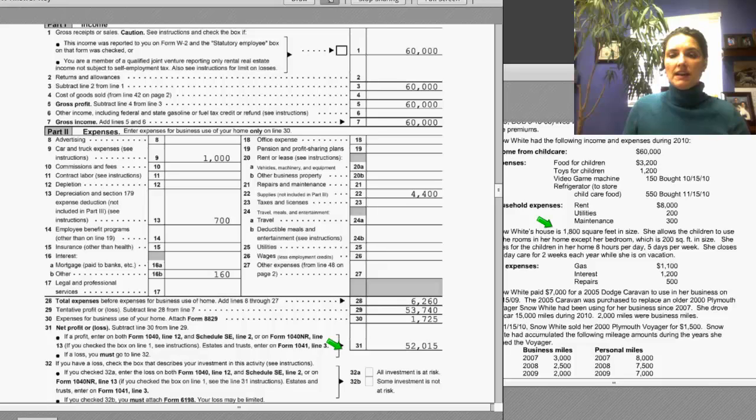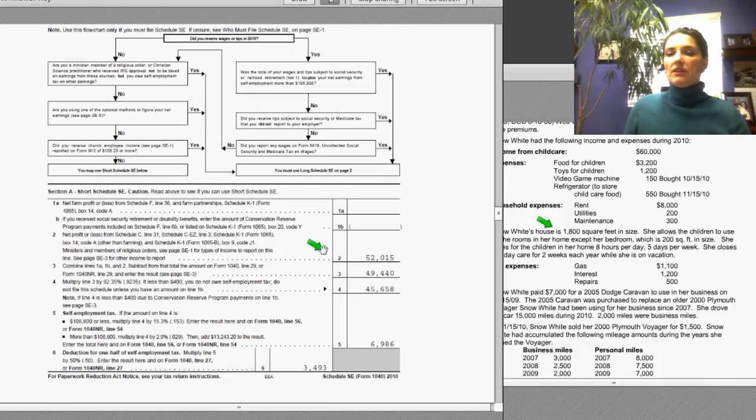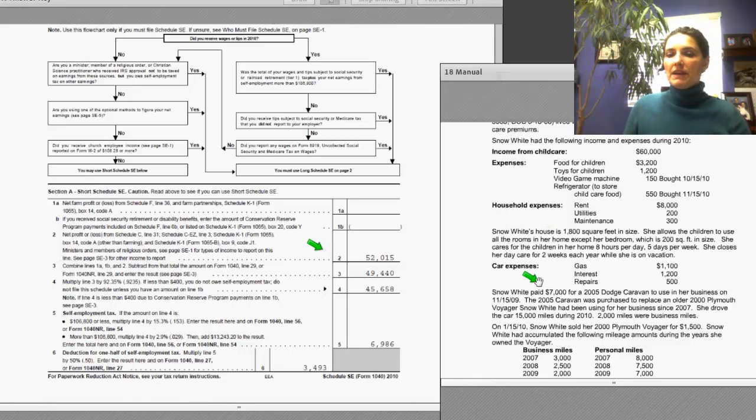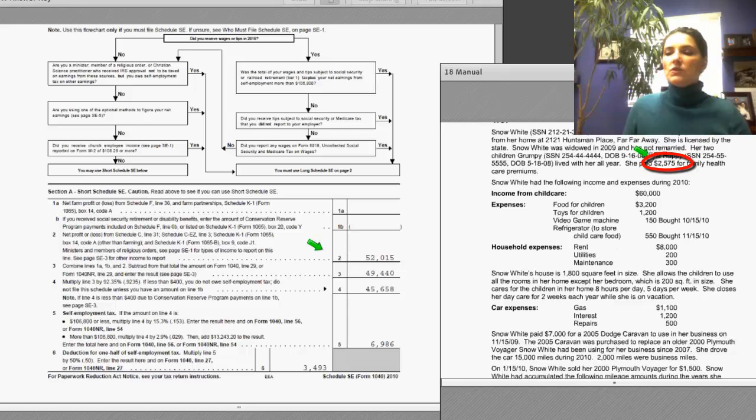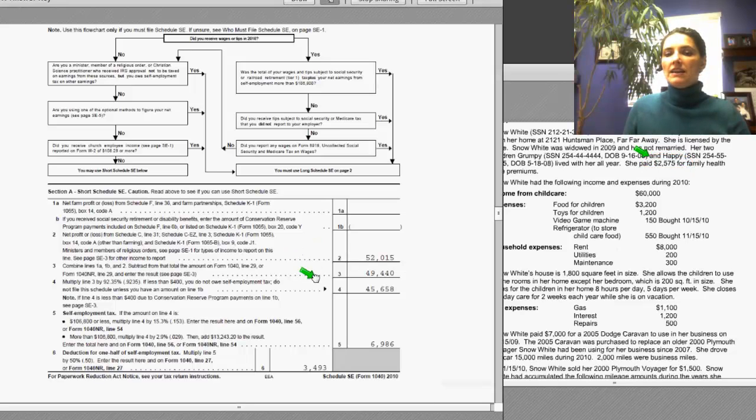figure her self-employment tax. We begin completing Schedule SE by entering the $52,015 profit on line 2, but we did tell you that Snow White paid for health insurance during the year. She paid for $2,575 of health insurance. So we're going to subtract $2,575 from her profit of $52,015 and enter the difference of $49,440 on line 3.